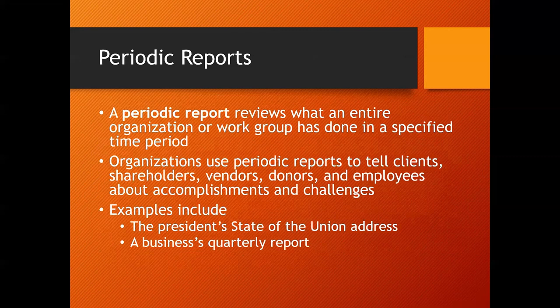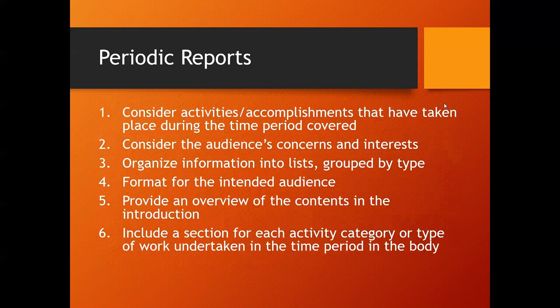A periodic report is going to review what has happened over a time period, for example, a quarterly report, a quarter one report. Organizations are going to use periodic reports to inform clients, customers, shareholders, vendors, suppliers, donors, and employees about what has happened over that time period. A lot of times it does include the accomplishments and the challenges. Some good examples are the President's State of the Union address, which is to inform the country of what has gone on, good and bad, over the past number of months. And as I said before, a quarterly report.